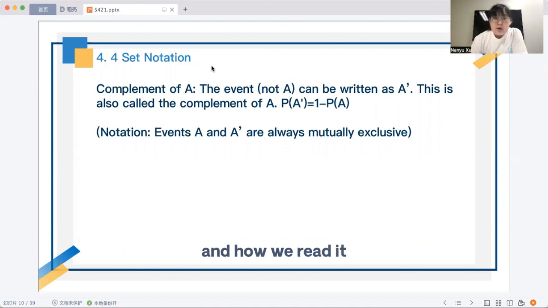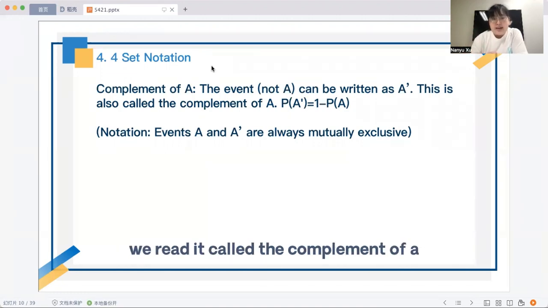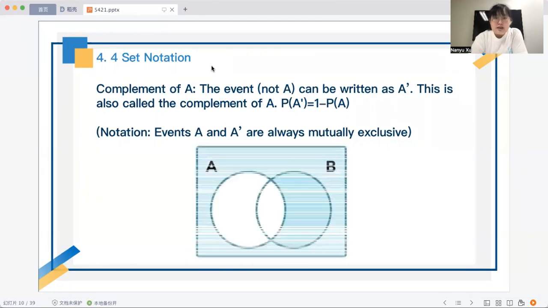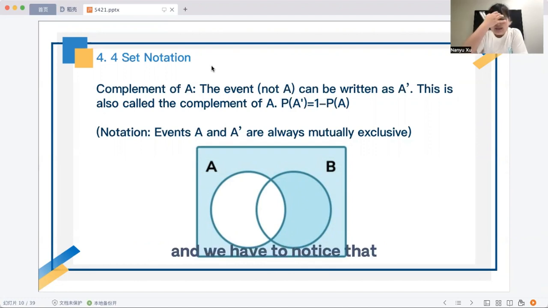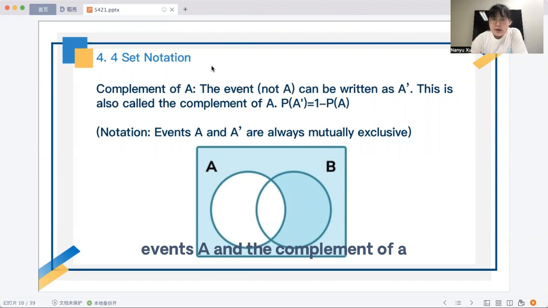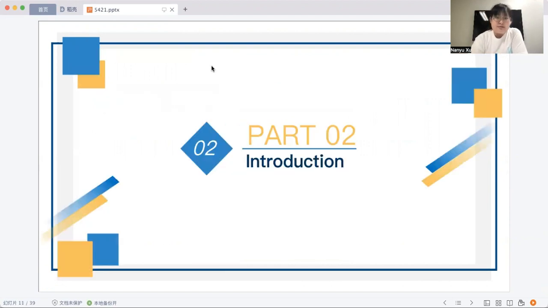How do we read it? We read it as the complement of A. And how do we calculate it? The complement of A equals 1 minus the probability of A. And we have to notice that event A and the complement of A are always mutually exclusive.